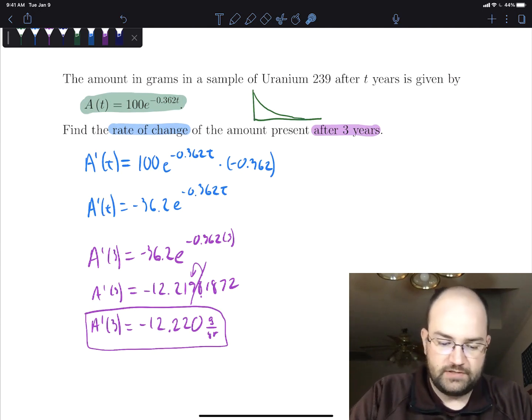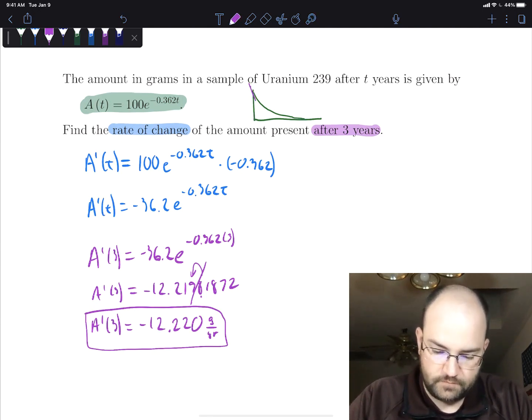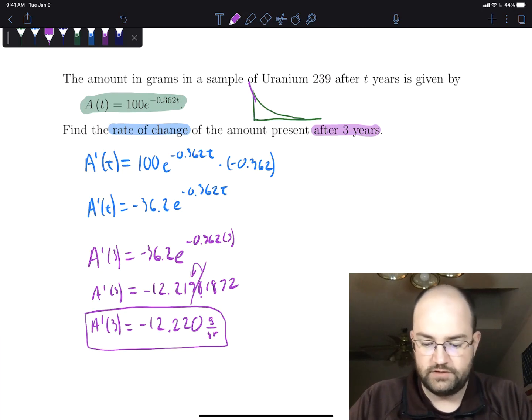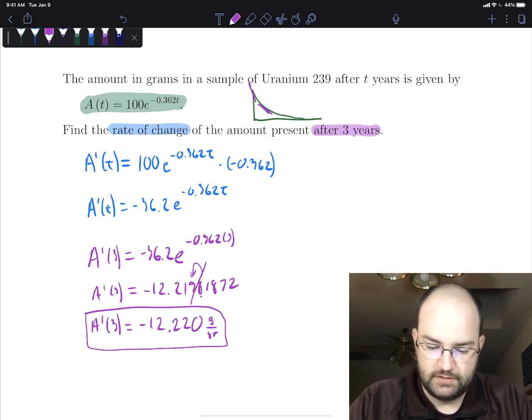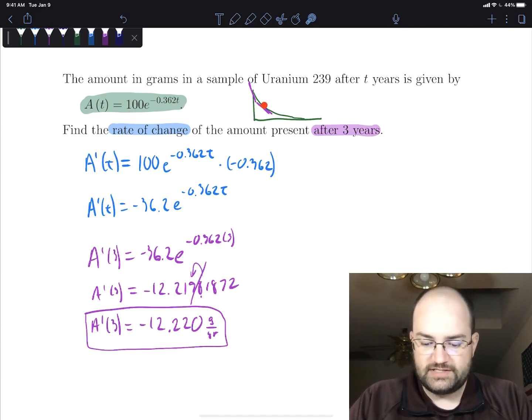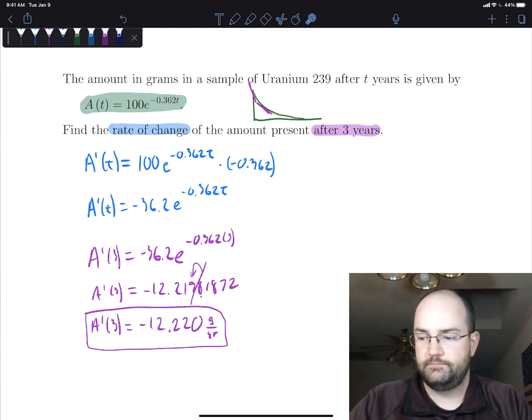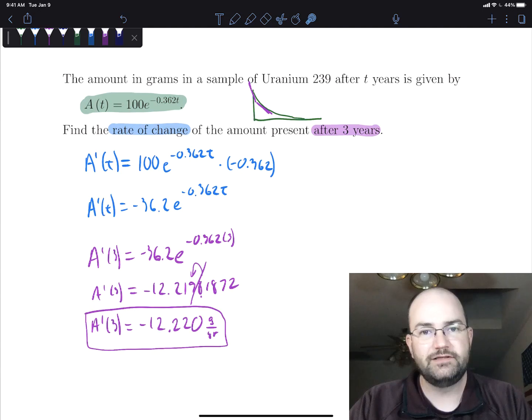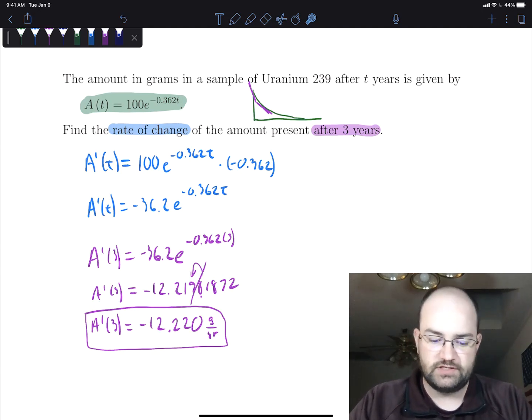Now, notice what's happening here is that initially that's what it looked like for the tangent line, and after 3 years, it's looking like this. So it's a shallower slope of the tangent line, and that's because the amount that's present is being reduced every single second. So over time, you have to reduce the slope of the tangent line in order to keep reducing every year by 36.2% of the amount that's present.